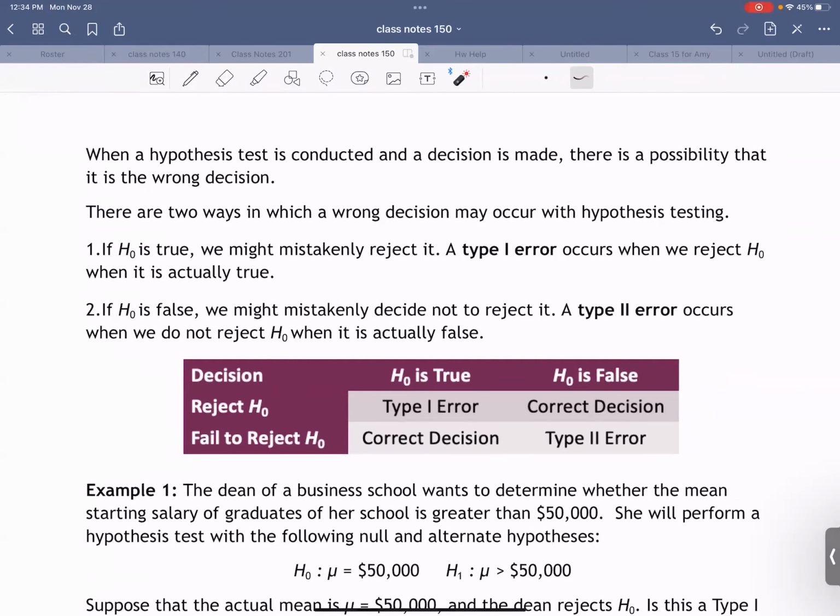And a way to talk about these types of errors is through this chart. Now, if this doesn't make too much sense, then I promise you, when we do an example, it'll make a lot more sense.